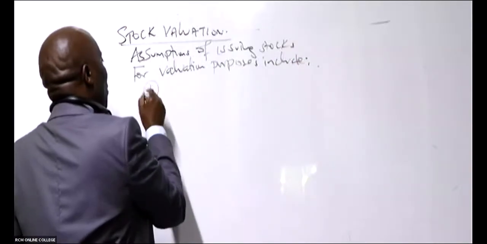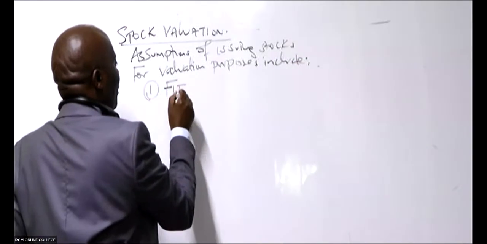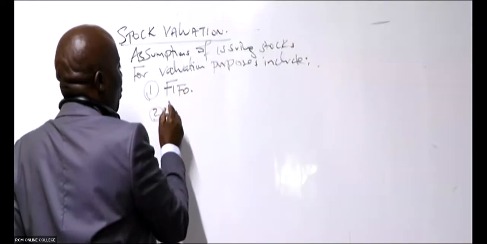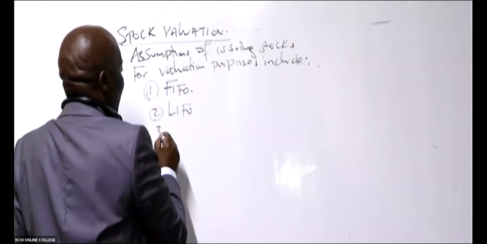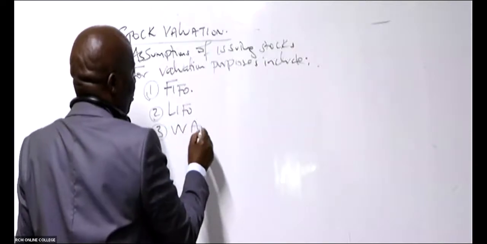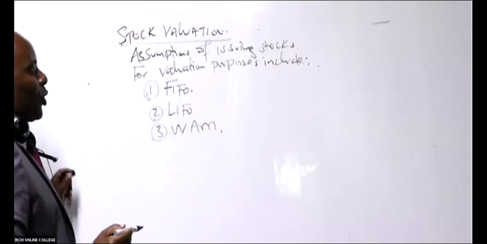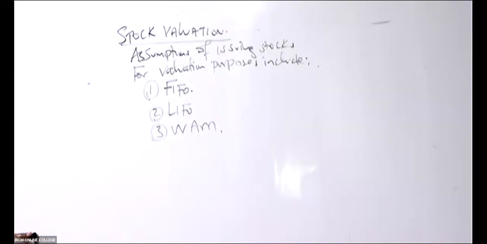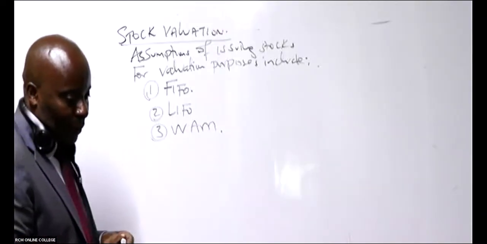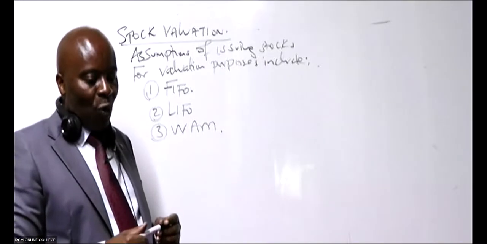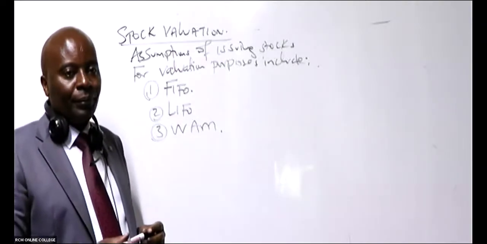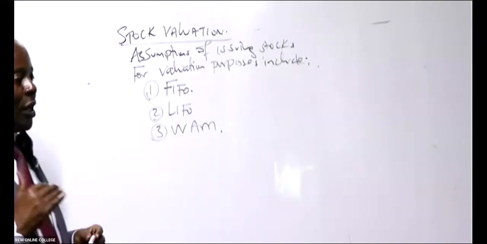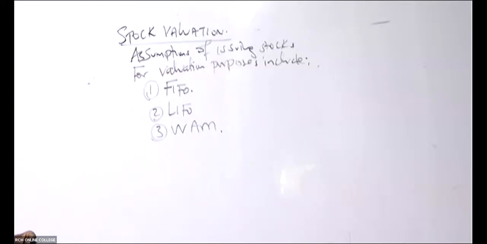They include number one, FIFO. Number two, we have LIFO. Number three, we have what we call WAM. So we have FIFO, LIFO, and WAM.